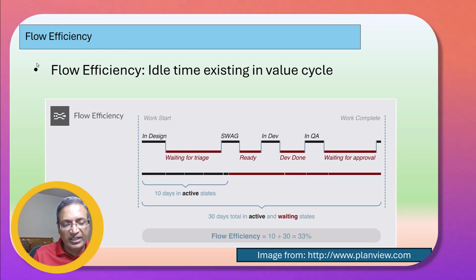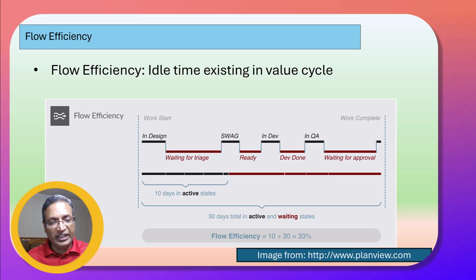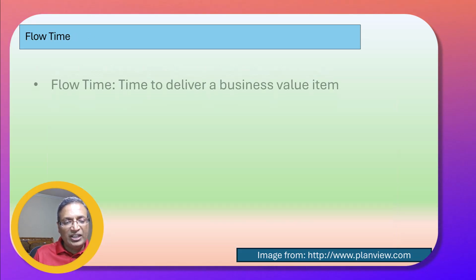So this highlights the efficiency of your value delivery cycle, and helps you be aware of what that is. If you measure it over multiple periods, then you can say if you are going in the right direction, and you can tweak the things that you are doing to improve some of those things. And then the next one is flow time.